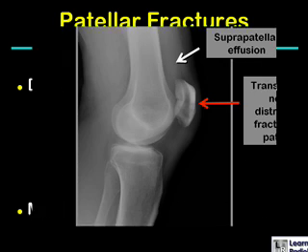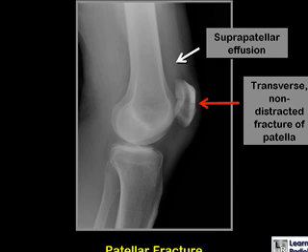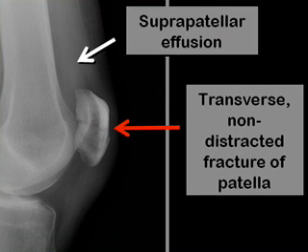This is an example of a patellar fracture we see on the lateral view of the knee. It is a non-distracted transverse fracture of the patella, and the patient also has a suprapatellar effusion.